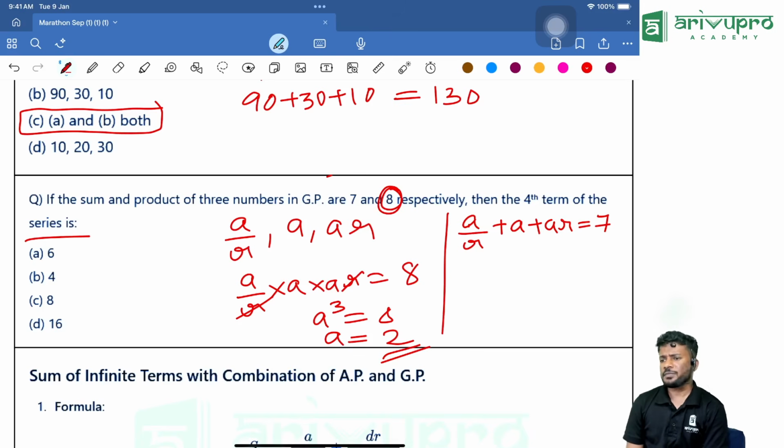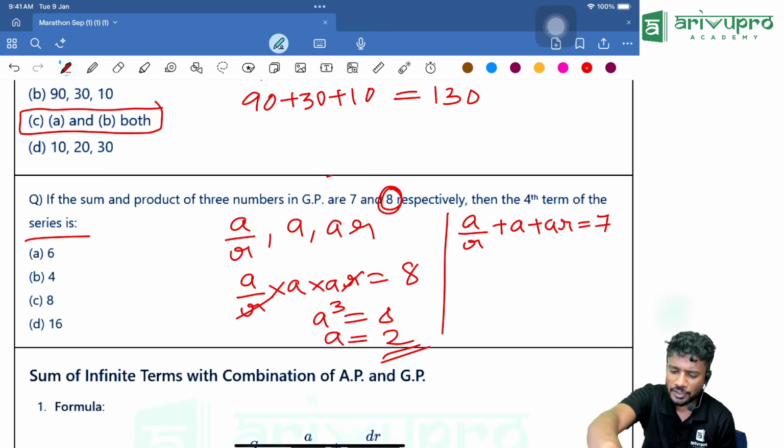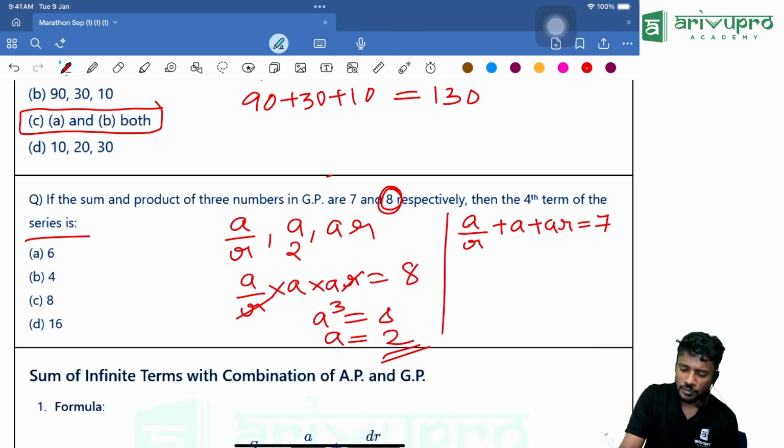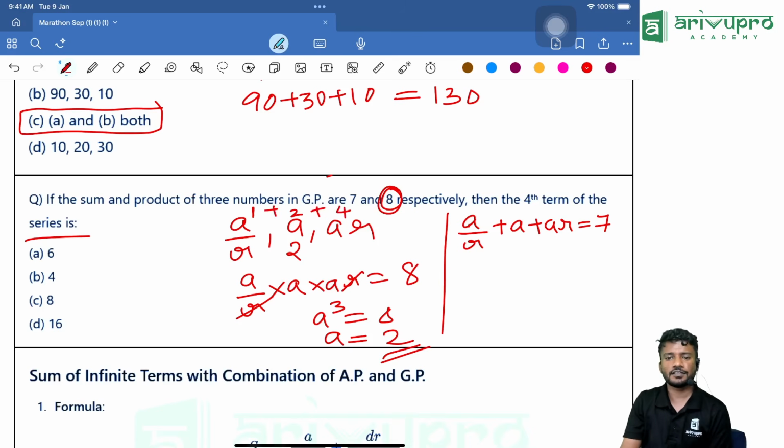Now, think the middle term is 2. Am I right? Middle term is 2. Their sum is 7. How can the sum be 7 if the middle term is 2 and that 2 is part of the GP? If this is 2, the previous number should be what? 1. Then the next number should be what? 4. If you add this, will it be 7? 1, 2, 4? Yes, it will be 7.